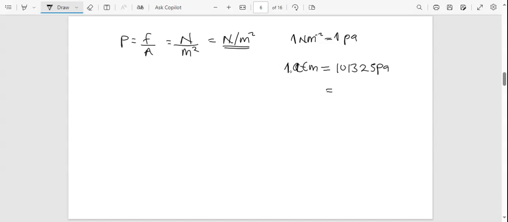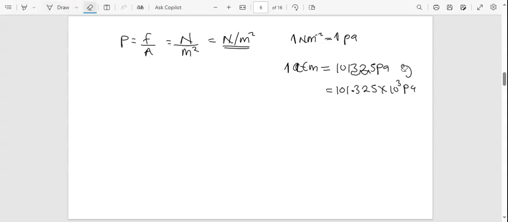So let's say I don't have a point here, but I can divide 1, 2, 3 like that. I can just move the point here. I can say 101.325 times 10 to the power 3 Pascals. Have you seen the point? If I multiply this by 10 to the power 3 again, it will still bring back the original equation.